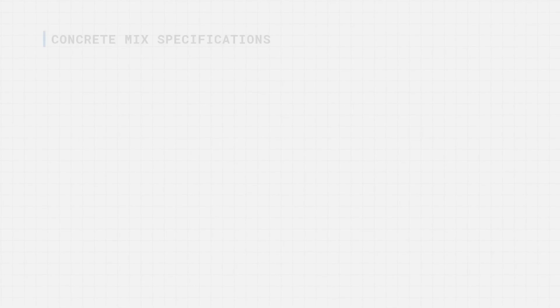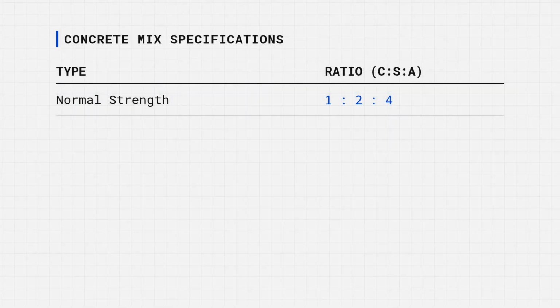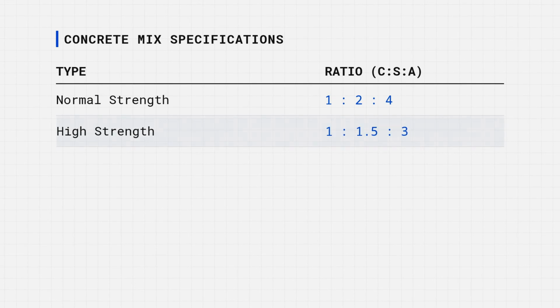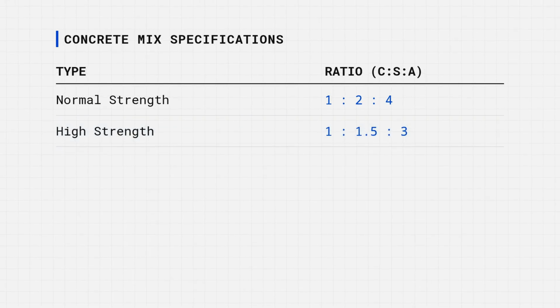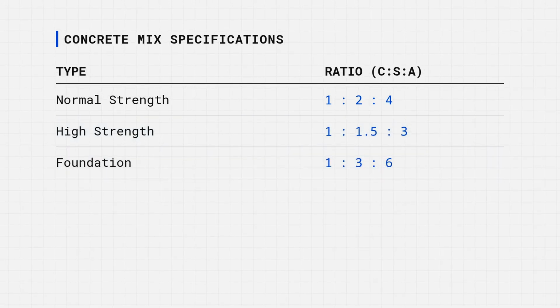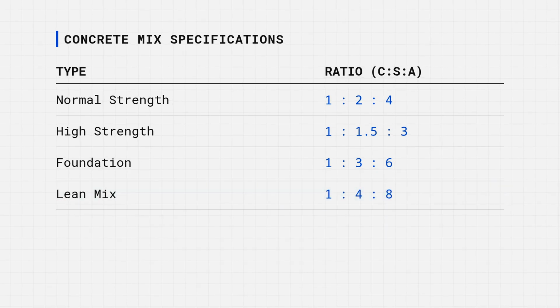The desired strength dropdown provides four standard mix ratios: normal strength at 1:4, high strength at 1:1.5:3, foundation at 1:3:6, and lean mix at 1:4:8. For our demonstration, we'll select normal strength.